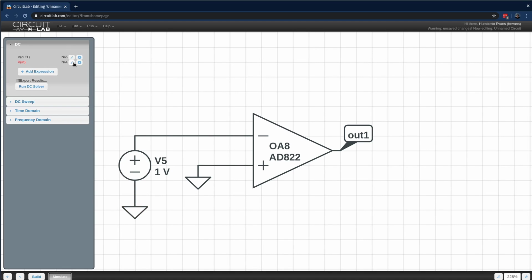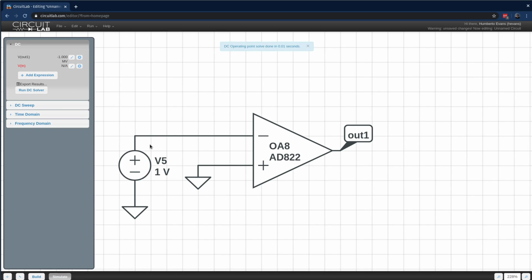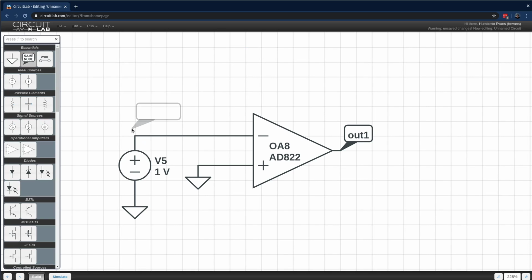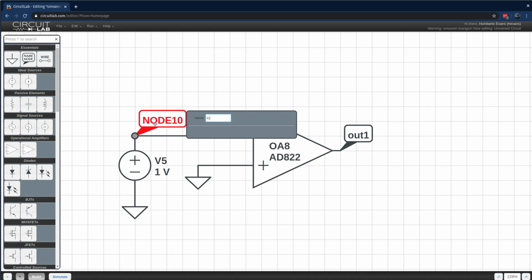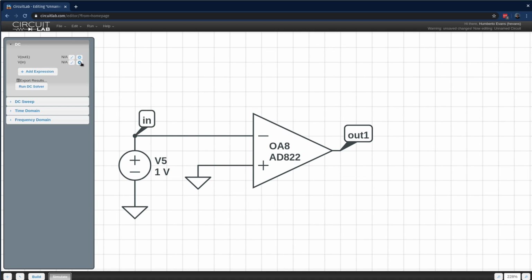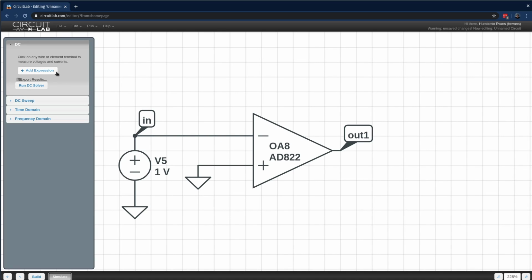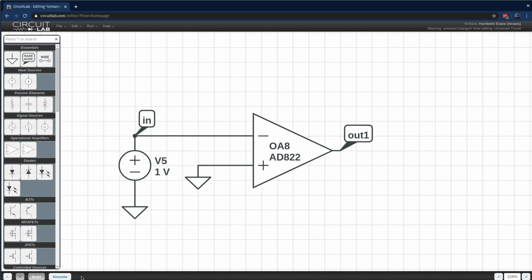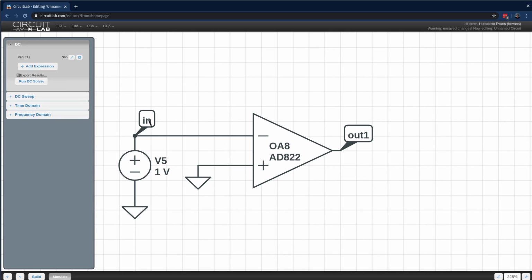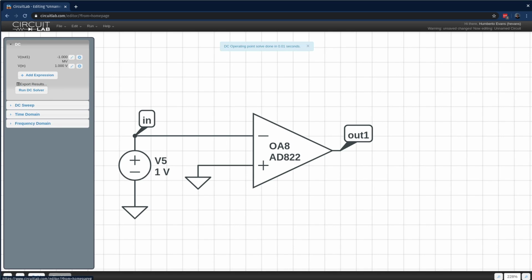I'll go over to simulate. Oh, look, I'd already done these. So I'm just going to run the DC solver. Oh, VN. Oh, I didn't name VN. Okay, I'll go name my input node. It's good practice. There's my input node. Let's go ahead and add those back in. There we go, run the DC solver.